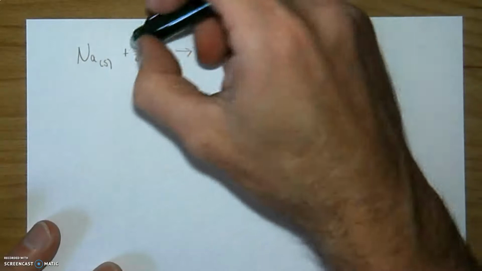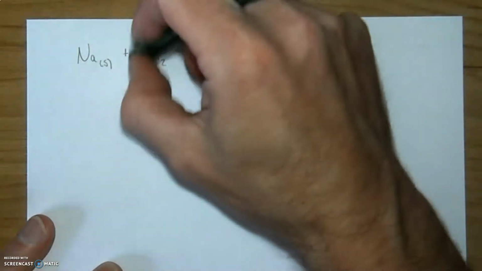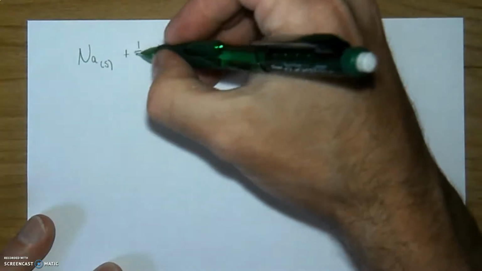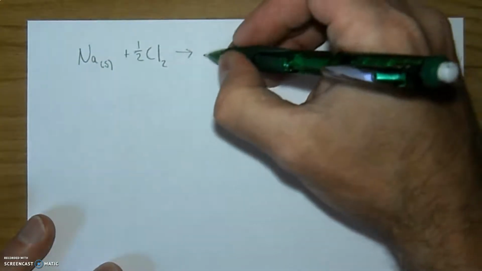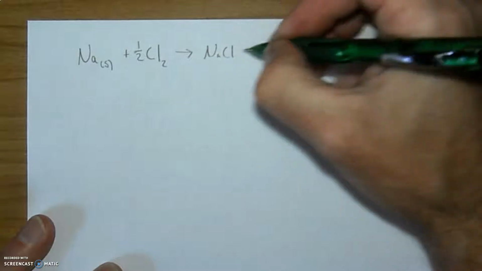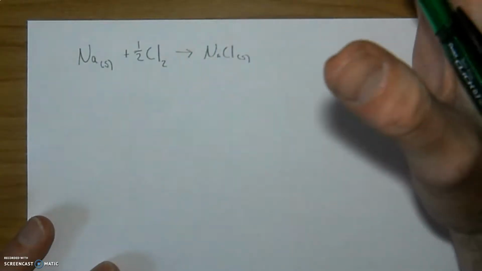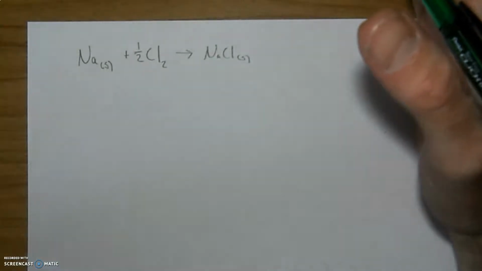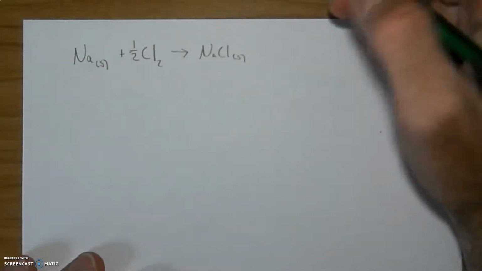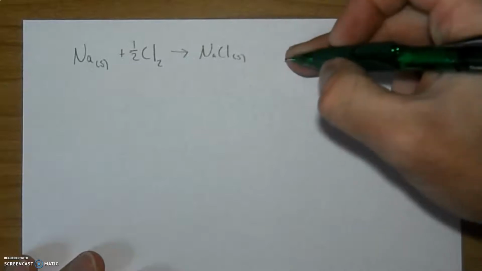I'm going to remove the 1/2 thing. Well, why not? I'll leave it there. And when these guys react, you get sodium chloride, solid, which we're not too terribly concerned about. It's around, you put it on your food, it's certainly safe stuff. And this reaction definitely takes place.